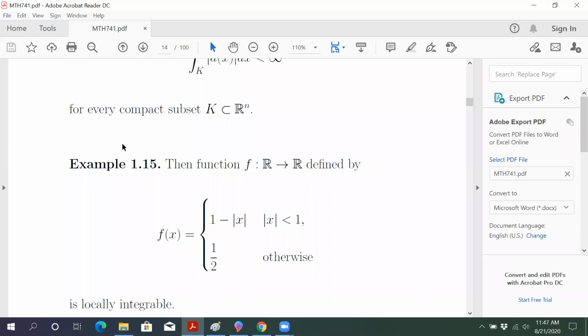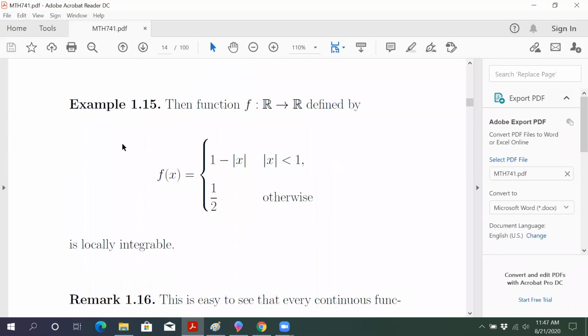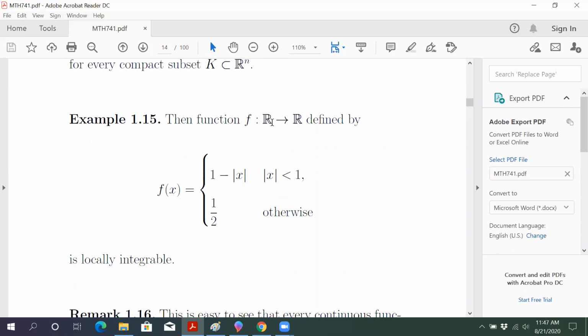For example, let's say the function f from R into R defined by f(x) equals 1 minus the absolute value of x, for every x between -1 and 1, and otherwise 1/2. This is an example of a locally integrable function. I will roughly explain why it is locally integrable using a graph, but I leave it to you to check the details. It's easy, just a bit of playing with calculus and integration, so it shouldn't be a big deal. Make a note. Let's see the graph of this function, then I roughly explain it on the graph.